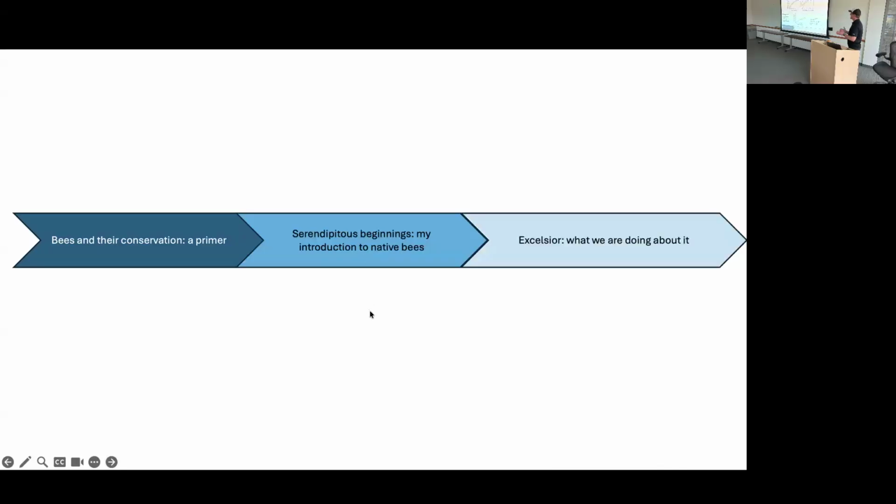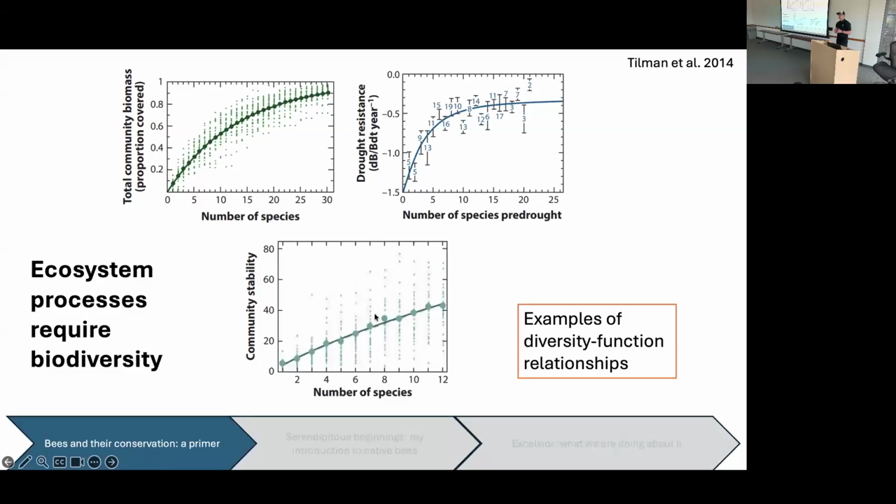Okay. So I'll start with this simple idea that ecosystem services often rely on some amount of biodiversity. And here's a couple of different examples of where species richness drives key ecosystem services, right? So right here in the top, total community biomass. So the productivity of an ecosystem generally relies on the number of species that are in it. Drought resistance can be improved as species richness increases. And even the stability of a community can increase with species richness as well. So this is just 3 different ways in which diversity drives ecosystem function.